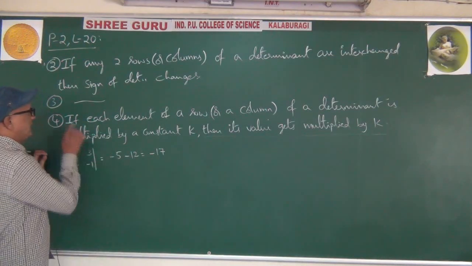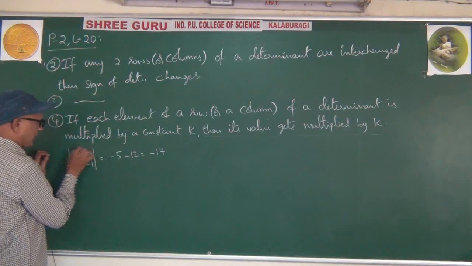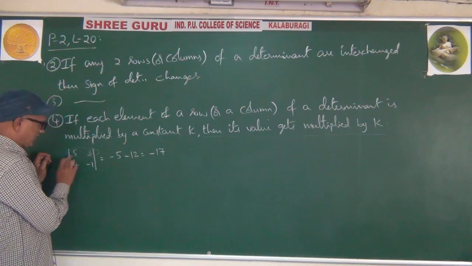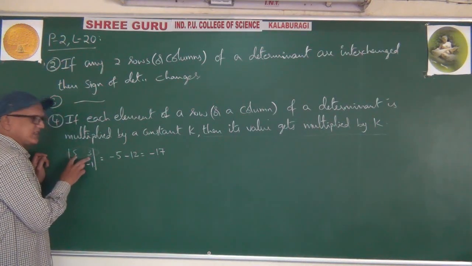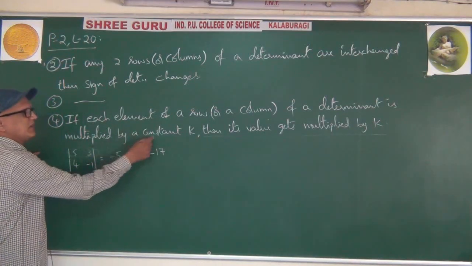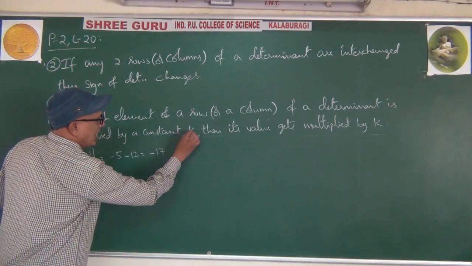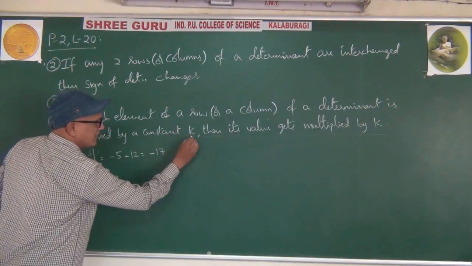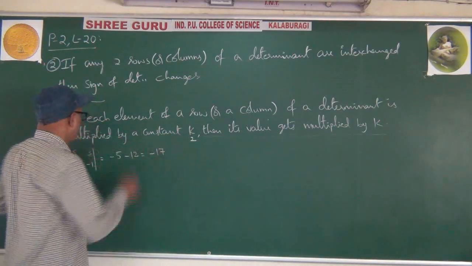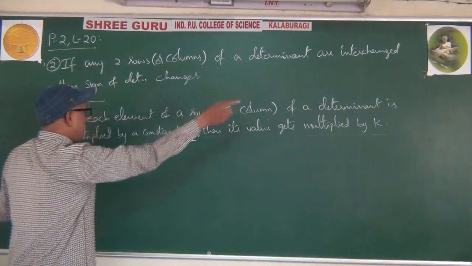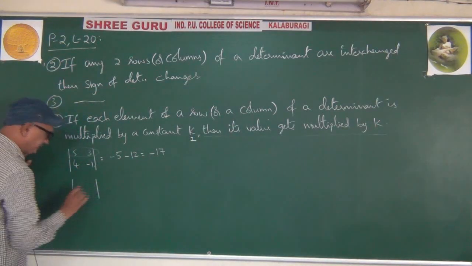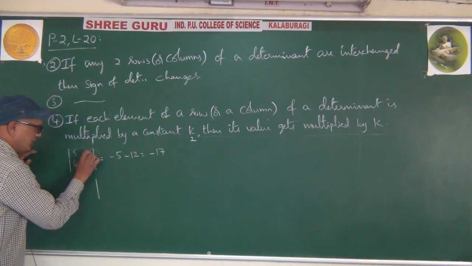If each element of a row — I am taking a row, otherwise you can also take a column — there are 2 elements. Each element of a row of a determinant is multiplied by a constant k. I am taking k value as 2 as a temporary example to understand. If each element of a row of a determinant is multiplied by a constant 2, 2 5s are 10, 2 3s are 6.